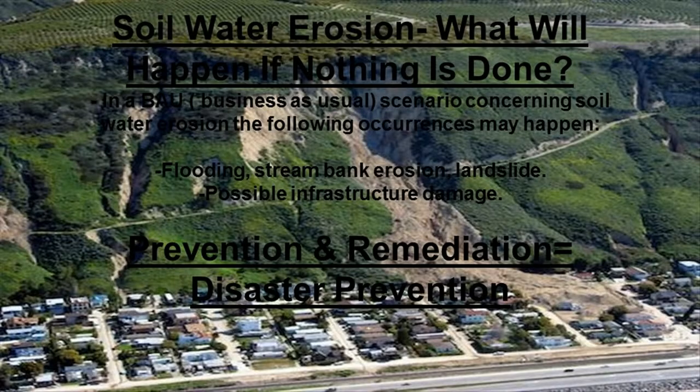Soil water erosion. What will happen if nothing is done? In a BAU, or business as usual, scenario concerning soil water erosion, the following occurrences may happen: flooding, stream bank erosion and landslide, and possible infrastructure damage. Prevention and remediation equal disaster prevention.